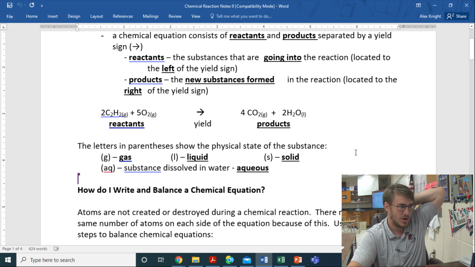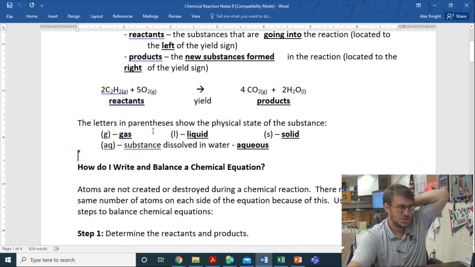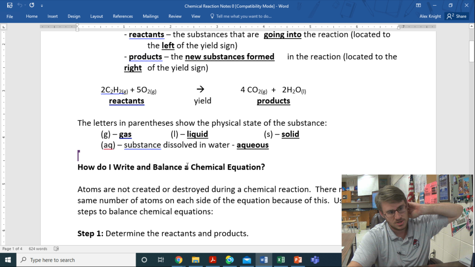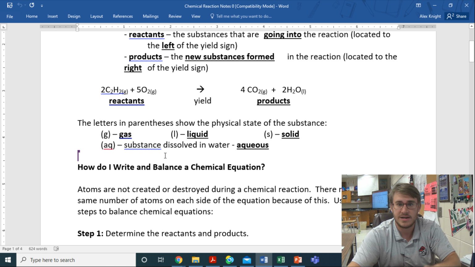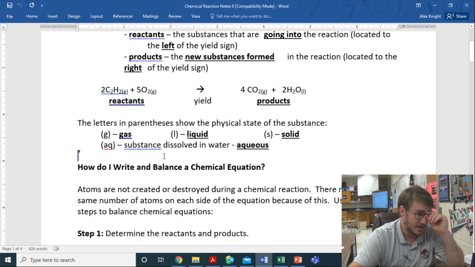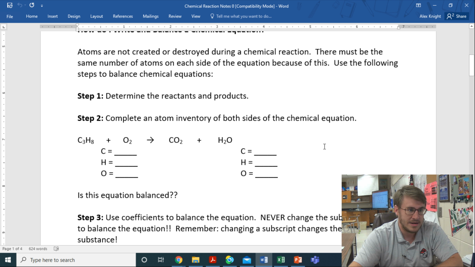The little subscripts g, l, s, and aq are described there. They just tell the state of matter. They really have no value for balancing. They're just there to add more information. Then we go through how to write and balance a chemical equation, in which case I walk through the solving of this problem. I will for you as well.